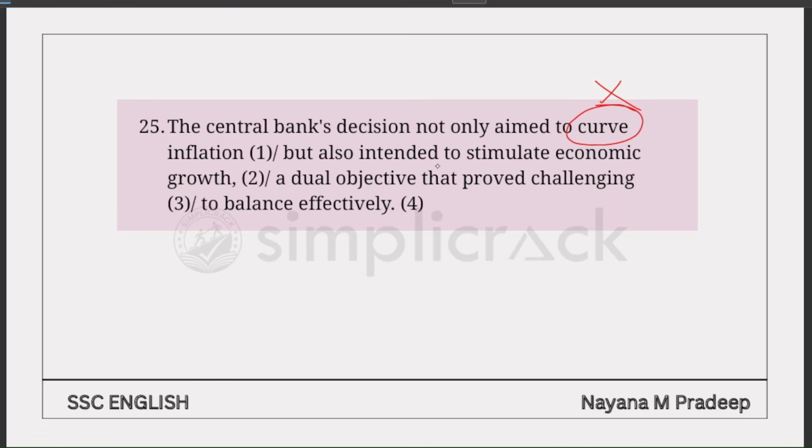Why? Because here you are talking about restricting inflation or checking inflation or limiting inflation. What is a word that means restrict, check, or limit? It is curb. To curb inflation. You're talking about the bank's decision to check or to restrict inflation, to reduce inflation, and the correct use of the word is curb and not curve. Curve literally means a bend or an arc, but here we are not talking about that. Here we are talking about restricting inflation. Okay.